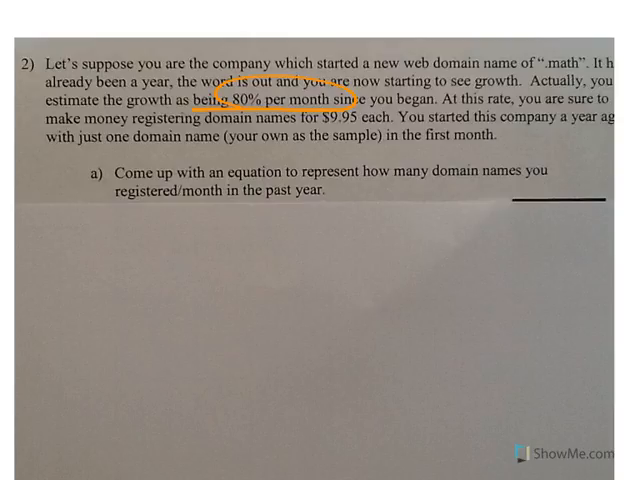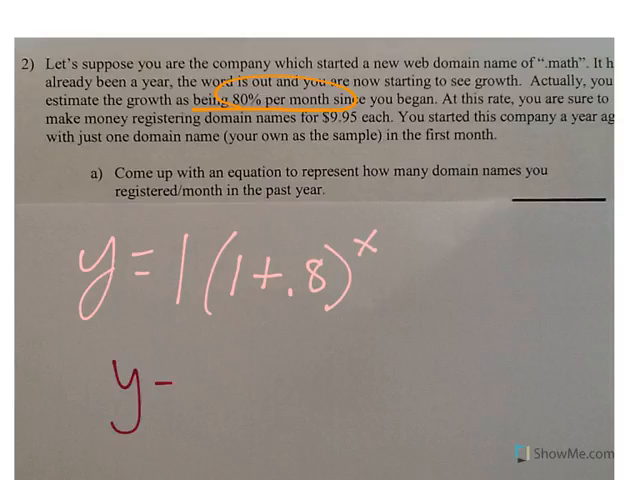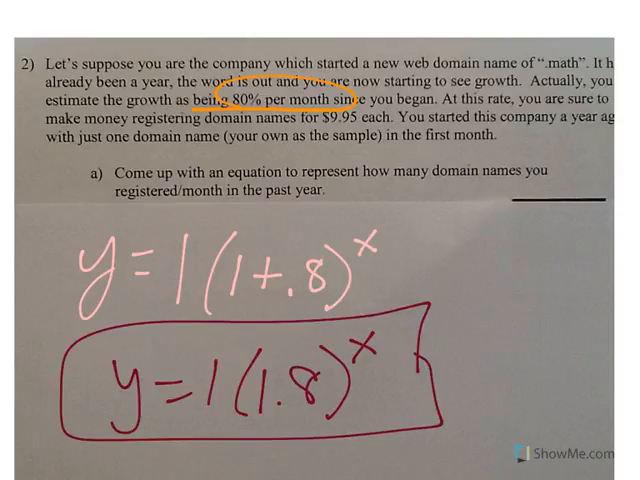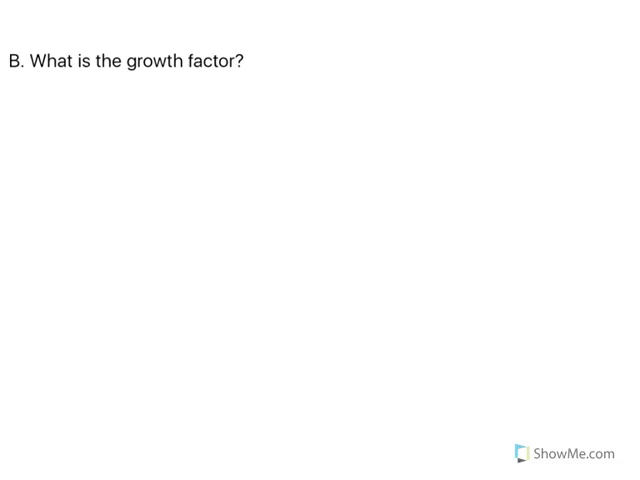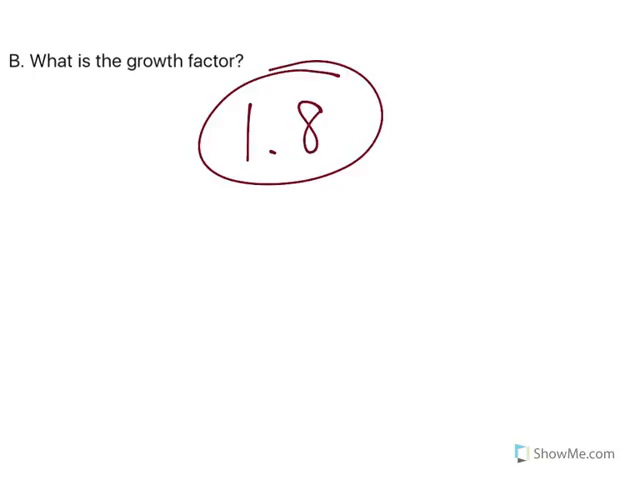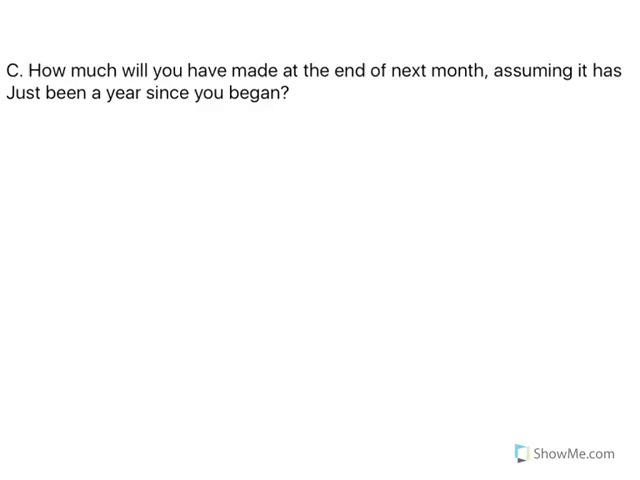So how many domain names? We want an equation to do this. Okay, well, think about this. y equals initial amount. I started with just me, 1, times 1 plus percent increase, raised to the time. So I would end up with 1 times 1.8 to the x. And this will give me the number of users, right? Because I had the 80% increase, and 80% as a decimal is 0.8. So the growth factor, as we just said, is 1.8 because of the 1 plus percent increase.